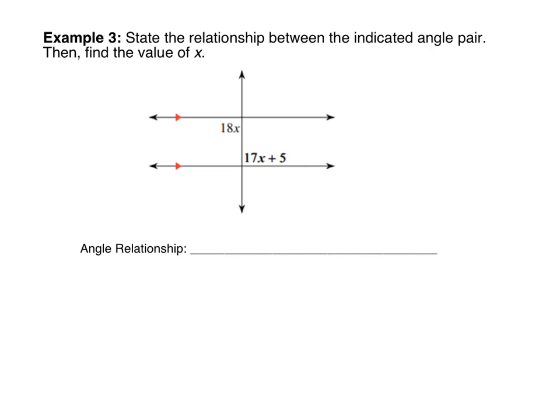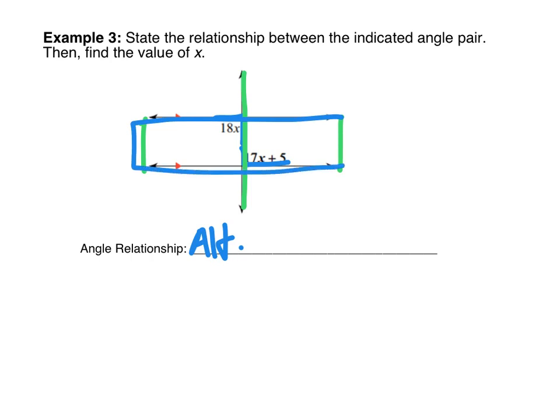All right, example 3 says state the relationship between the indicated angle pair and then find the value of x. So for this one, we're looking at this guy here, 18x, and 17x plus 5. I notice I have my transversal here, and I'm going to draw my inside. Remember, it's interior if it's inside of my rectangle I just made. So what I notice is that 18x and 17x plus 5 are not on the same side, so they're going to have to be alternate. And then they're on the inside of this big rectangle here, so they're alternate interior angles.